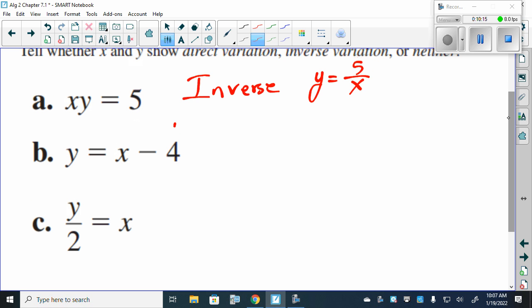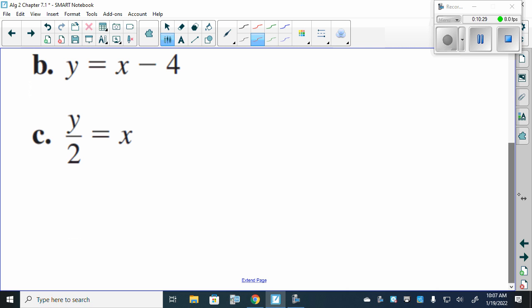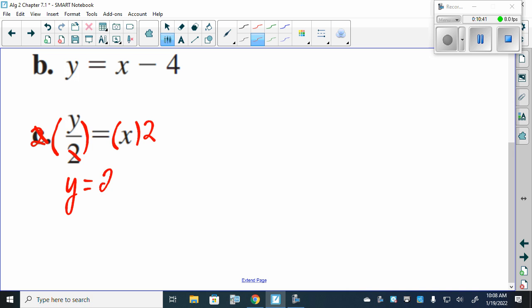Y divided by 2 is equal to x. It would be direct. Because if we want to get it into a better form, I could multiply both sides by 2. Here the 2 and 2 would cancel, telling me y is equal to 2x, which is one of the forms, y equals a times x, yes?